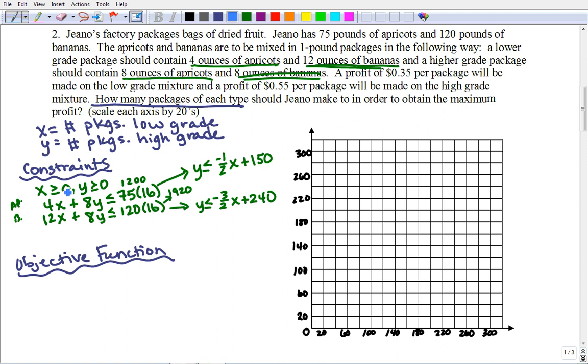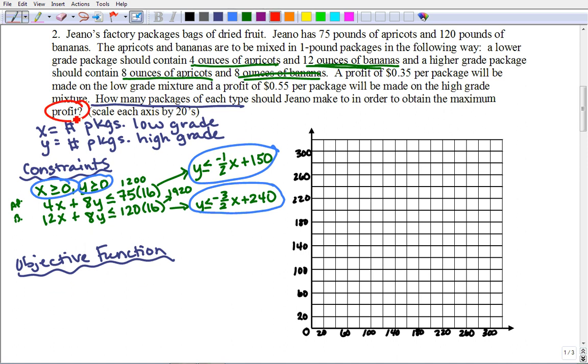So I have four things I'll need to graph. X is greater than or equal to 0, and y is greater than or equal to 0. Y is less than or equal to negative 1/2 x plus 150. And y is less than or equal to negative 3/2 x plus 240. And then, of course, we'll have our objective function in the end, but let's go ahead and write it.